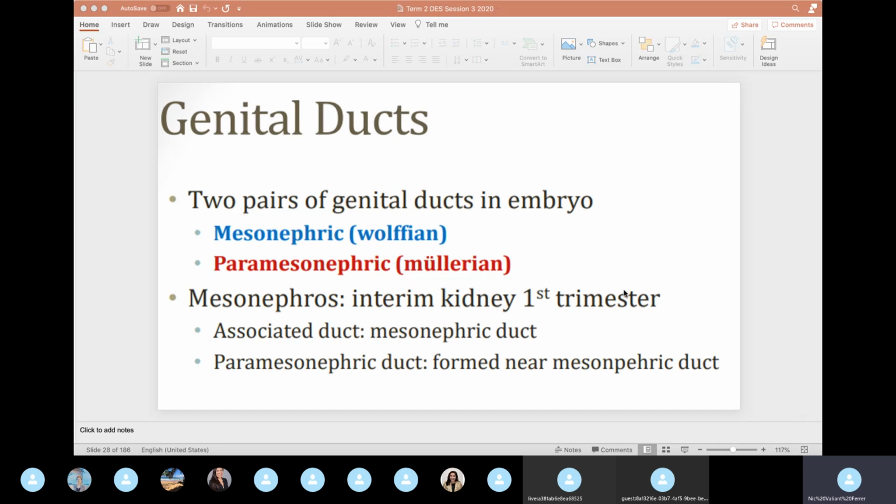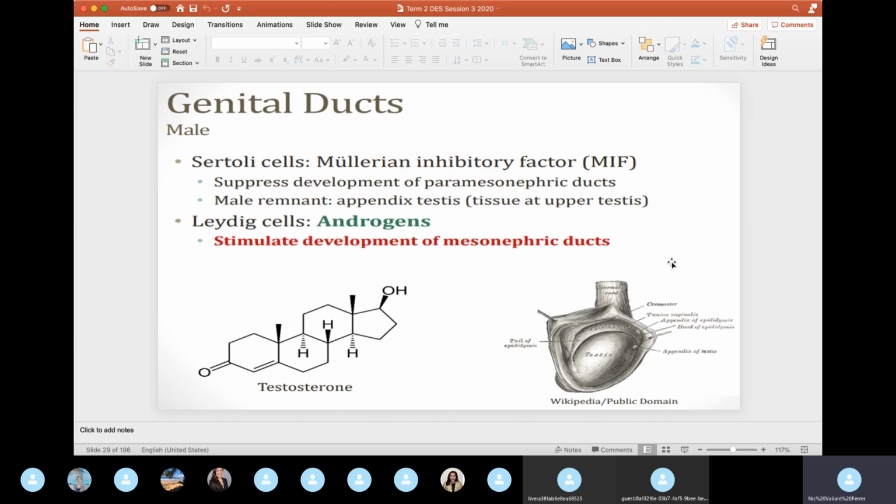And then you have the metanephros, with the metanephric blastema. This is the embryological origin of your nephron, specifically the glomerulus up to the distal convoluted tubule. Don't forget to integrate materials, okay? So mesonephros, interim kidney first trimester, associated duct, mesonephric duct. Paramesonephric duct is formed near the mesonephric duct. When I say mesonephric or Wolffian duct, you say male duct system. When I say paramesonephric or Mullerian duct, you say female duct system.